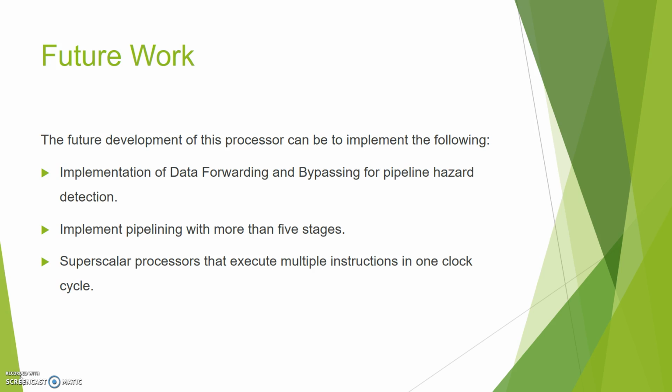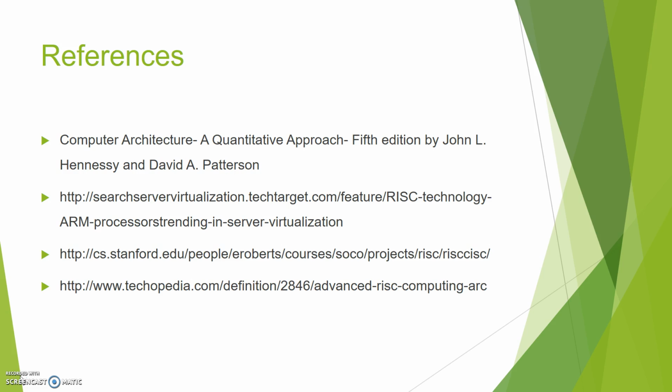One of the key things is the future work for the development of this processor, and it can be implemented in the following ways. First, implementation of data forwarding and bypassing for pipeline hazard detection. Second, implementing pipelining with more than 5 stages is something that we can always look forward to in the future. And lastly, superscalar processors that execute multiple instructions in only one clock cycle is something to always look forward to as future work.